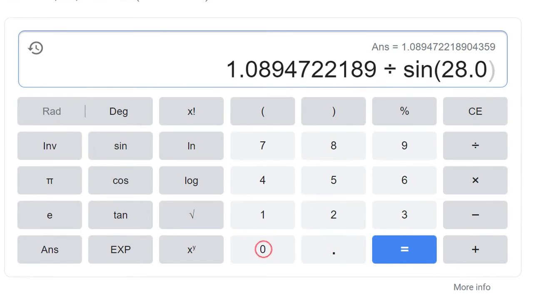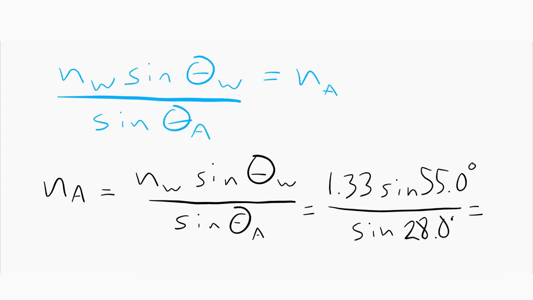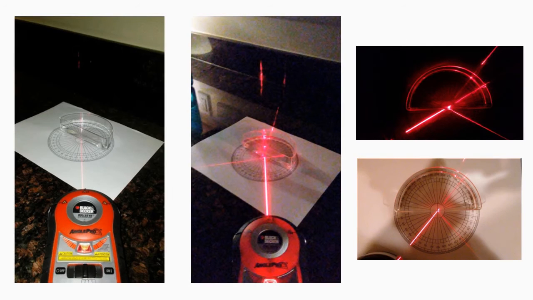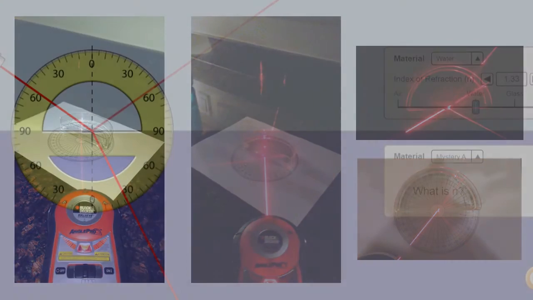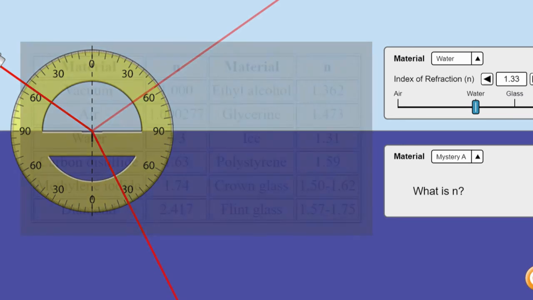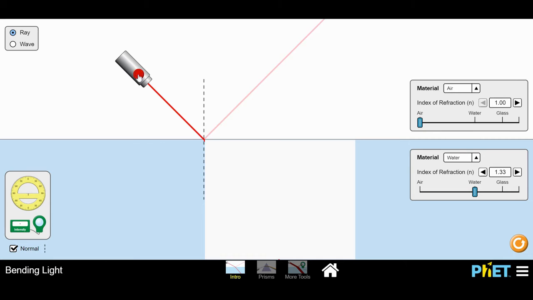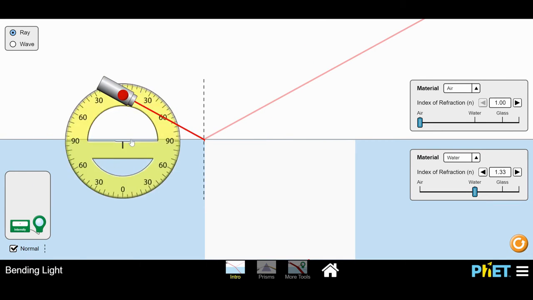We get an answer of 2.3206, which matches the result we got using the Hyperphysics Snell's law calculator. The final answer should be rounded to 3 significant figures, so report a final answer of 2.32. A common application of this in lab would be to identify an unknown sample by experimentally determining its index of refraction and comparing the result to a table of index of refraction values for common substances. It looks like our result is slightly off due to uncertainty in the measurements, but mystery material A appears to be a diamond.